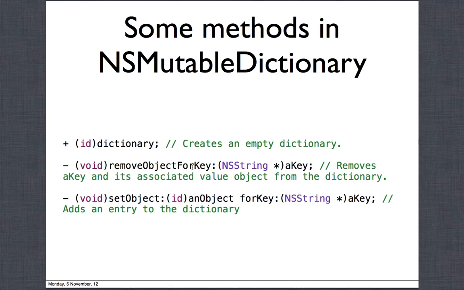Then you can remove some object using a key, and just like with adding, you give it a key and it removes the object using this key. Then you can set an object for a key, and this just adds another entry to the dictionary. So this is an NSMutableDictionary, don't forget that. This is why we have remove and set methods.